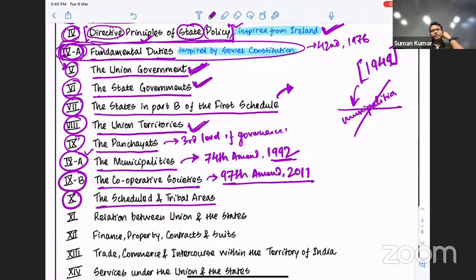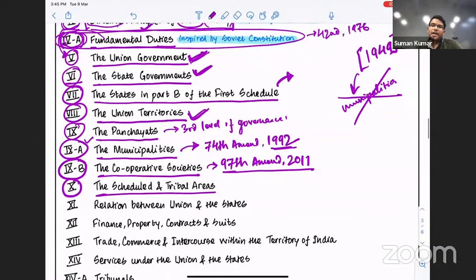After having defined these 10 parts, a logic will come. Okay, we have established that there's a union government. We have established that there will be a state government. What is the relation between these two? We established a union government in part 5 and a state government in part 6, but what is the relation between the union and the states? We didn't explicitly mention it anywhere. So that is exactly what part 11 is. Part 11 is nothing but the relation between the union and the states.